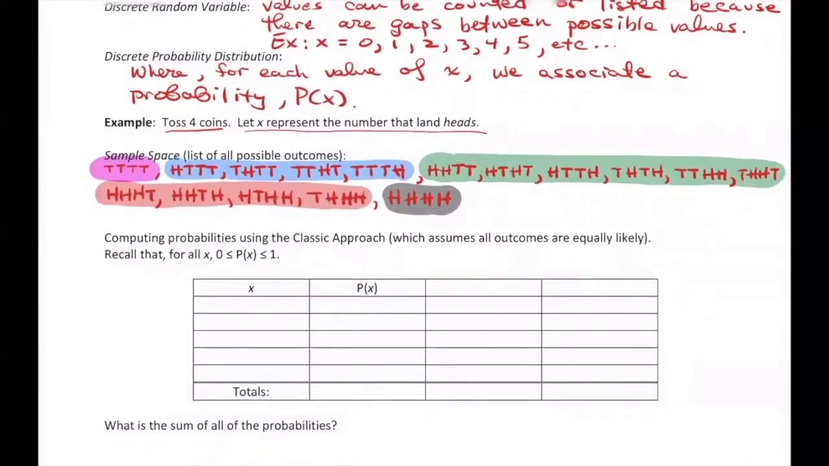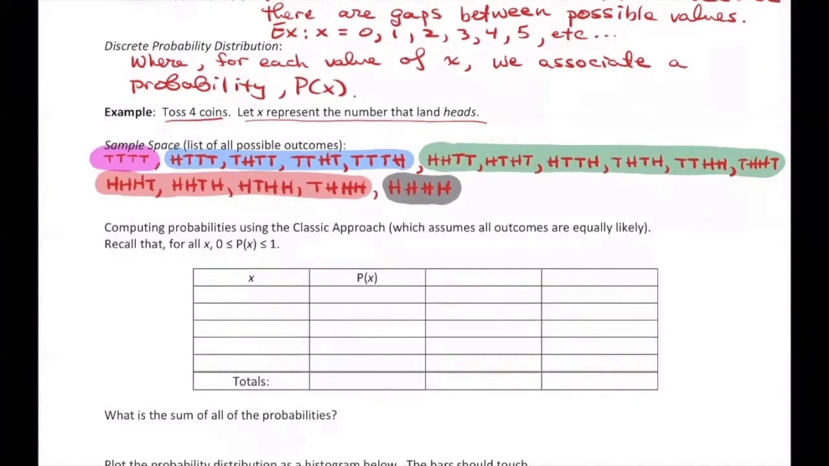Now my random variable X is the number of heads. Down in the table here, I want to list all the values for X. What's the lowest value for X? Again, X is the number of heads. 0, correct. You could get 0, 1 head, 2, 3, or 4 heads.